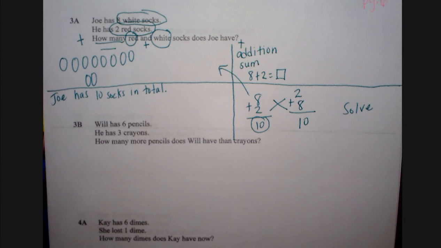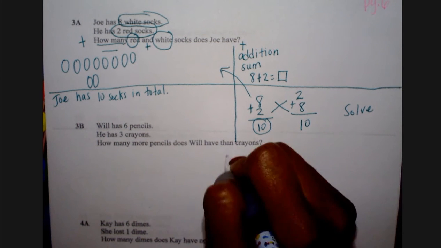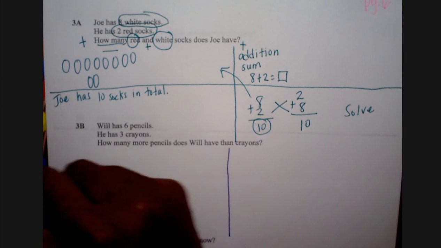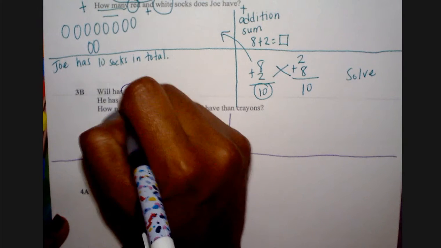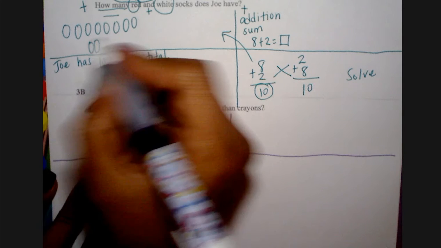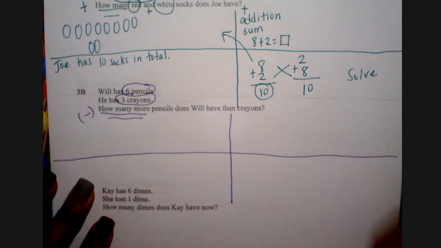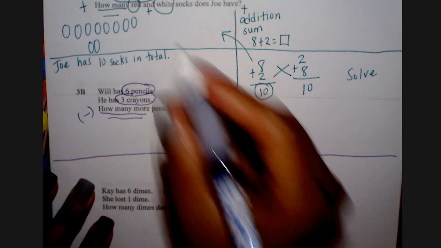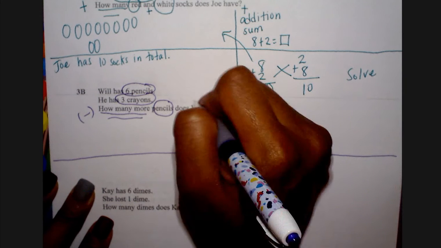Okay. 3B. Will has 6 pencils and he has 3 crayons. How many more pencils does Will have than crayons? So we draw our upsie model. We need to circle our important information. 6 pencils, 3 crayons. How many more is our keyword that we will be subtracting? What will we be subtracting? We will be subtracting crayons from pencils.